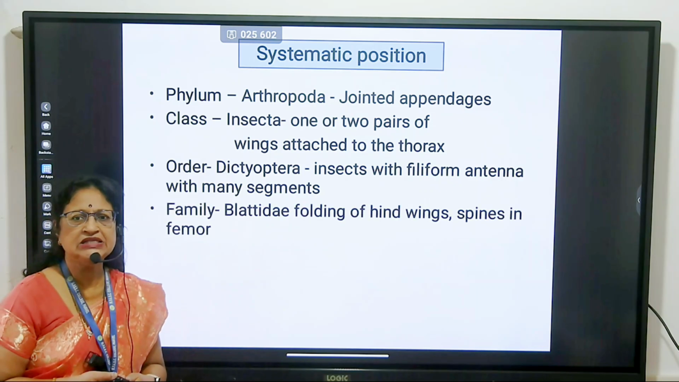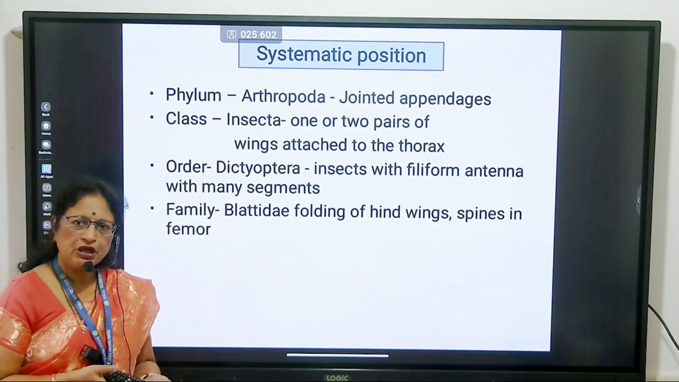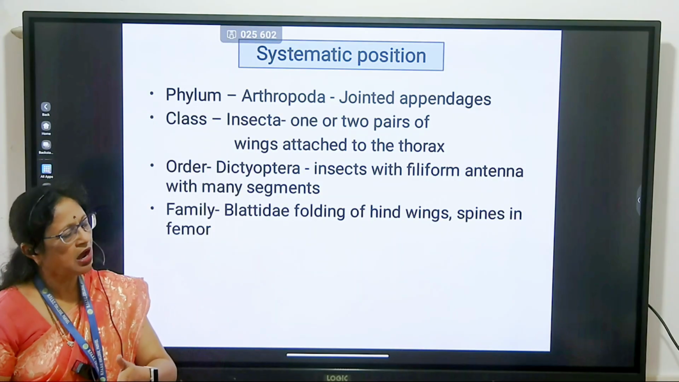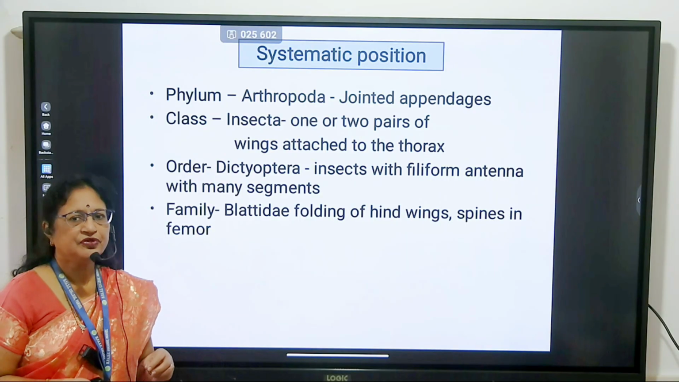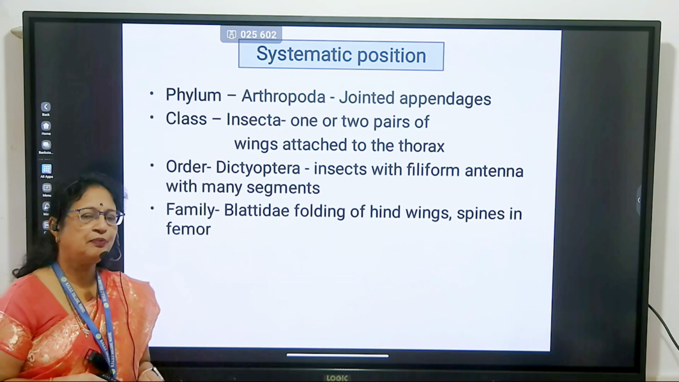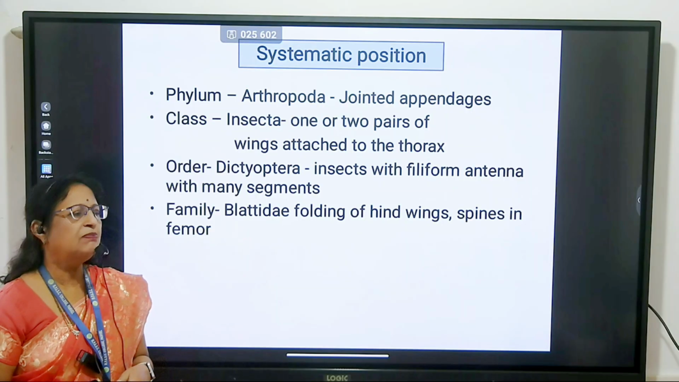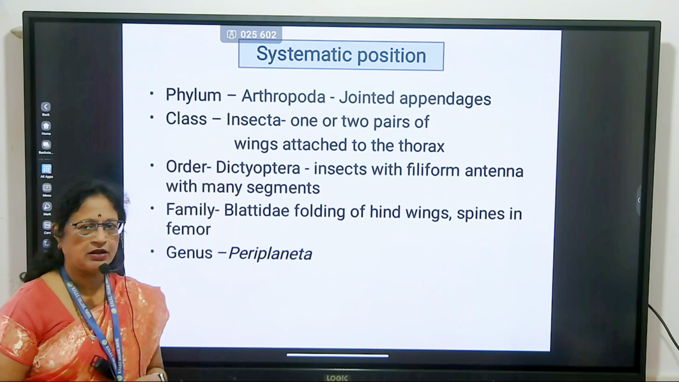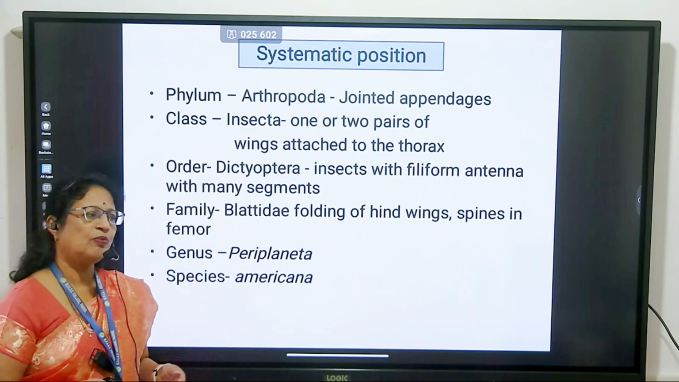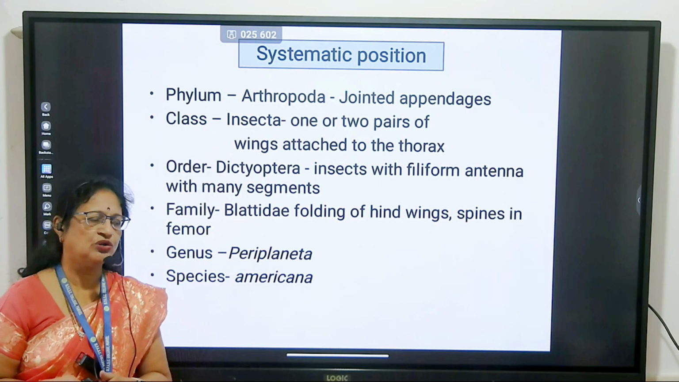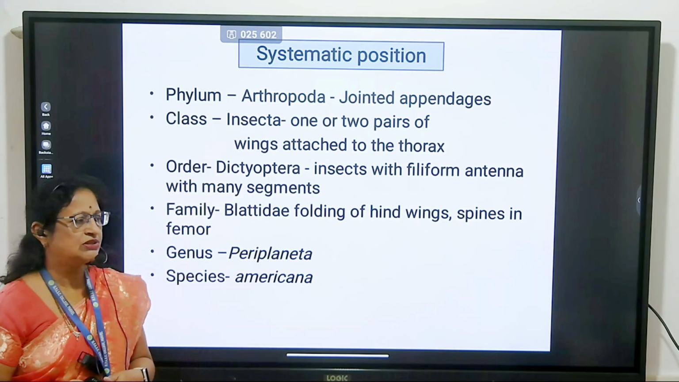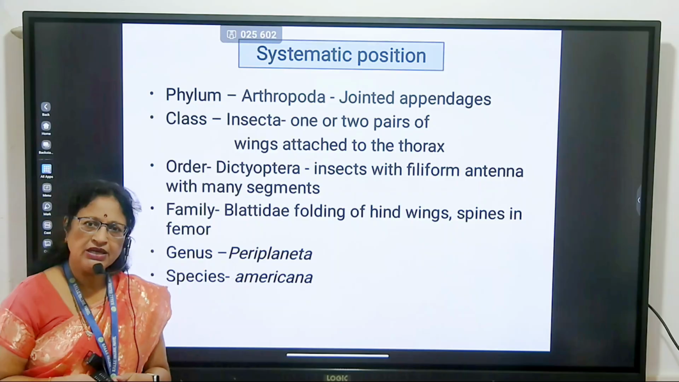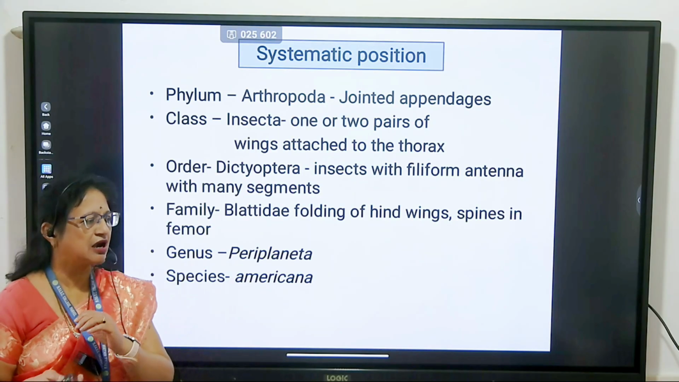Then the family is Blattidae because there are wings, forewings and hind wings. Out of these, the hind wings are folded, so the family becomes Blattidae. The genus is Periplaneta and the species of the commonly found cockroach is Americana, because the origin of the cockroaches is in America. That's why the species is Americana.